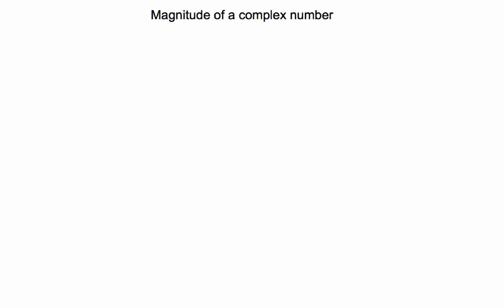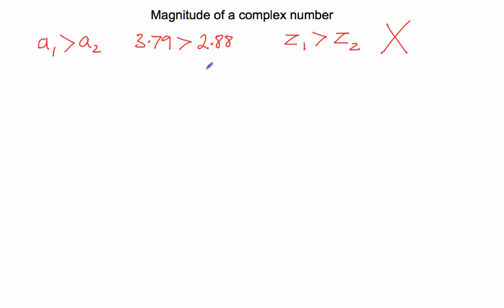There's an important difference between complex numbers and real numbers or ordinary numbers. For a real number, you can always say that this real number is bigger than that real number. So, for example, 3.79 is bigger than 2.88. But you cannot say that this complex number is bigger than that complex number. That makes no sense. However, you can define what is called the magnitude or the size of a complex number.